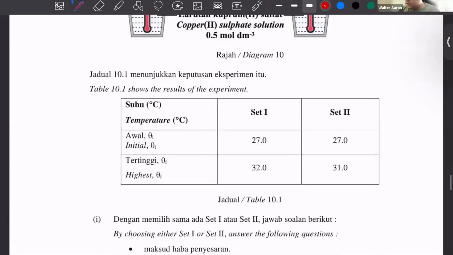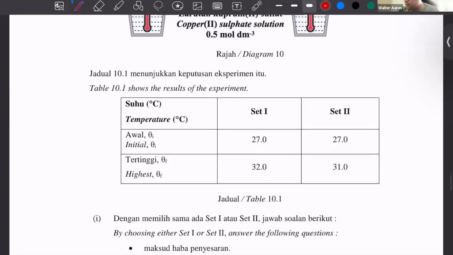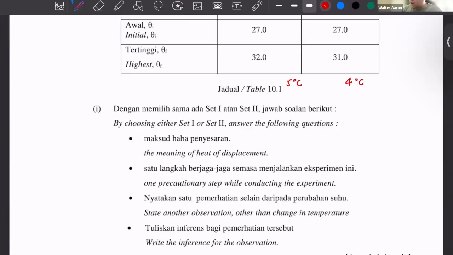Over here, what you can see is that the initial temperature for both sides will be 27 degrees Celsius. And then after that, there's an increment of temperature. I will say that the temperature increase for set 1 will be about 5 degrees Celsius, and for set 2, around 4 degrees Celsius. By choosing either set 1 or set 2, answer the following questions. State the meaning of heat of displacement, one precautionary step while conducting the experiment, state another observation other than change in temperature, and write the inference for the observation.